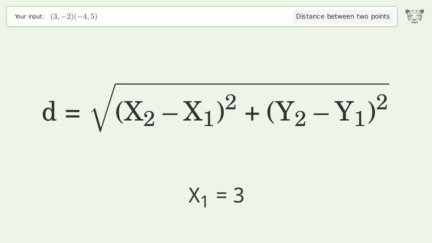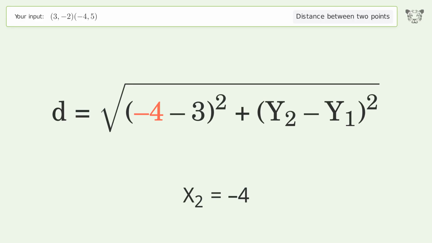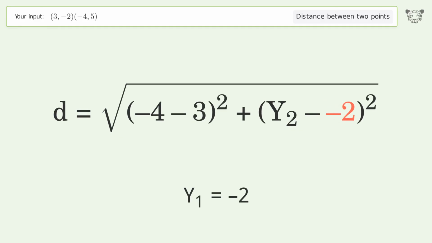x1 equals 3. x2 equals -4. y1 equals -2. y2 equals 5.